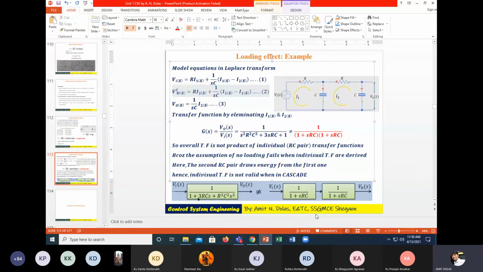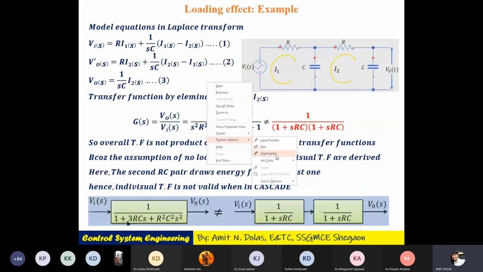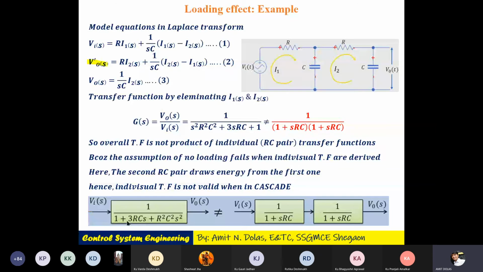Okay, thank you, Bhagyashree. Actually, conceptually I was explaining correctly, but on the PPT I should have mentioned some another notation to this because this is VI, of course. I'll come back to you. So this voltage I'll consider it is V dash of 0, and this output is V 0 of S. Okay, Bhagyashree, any other doubt?